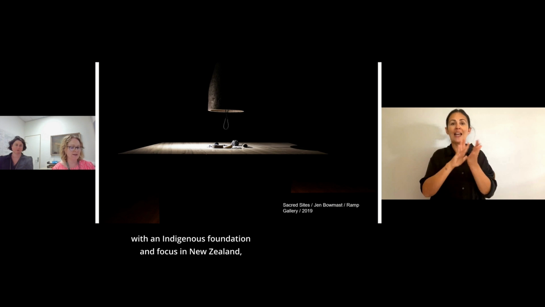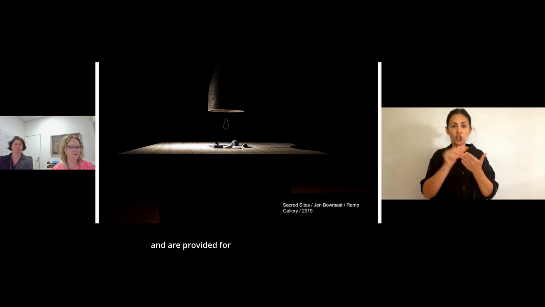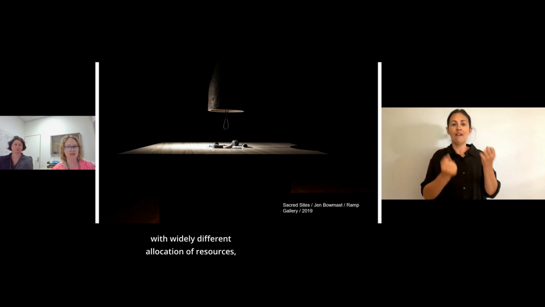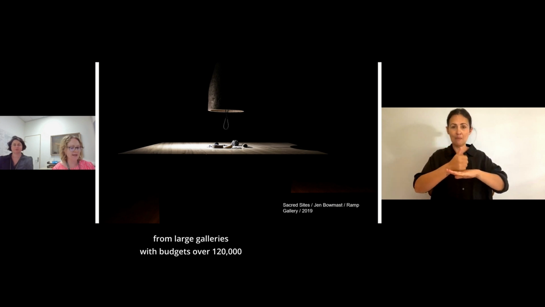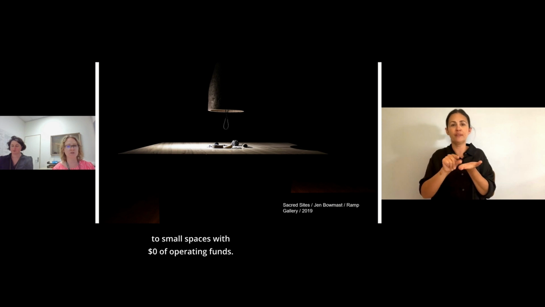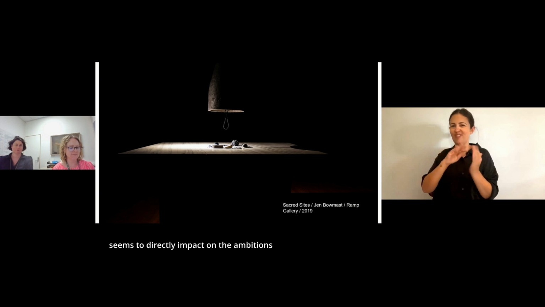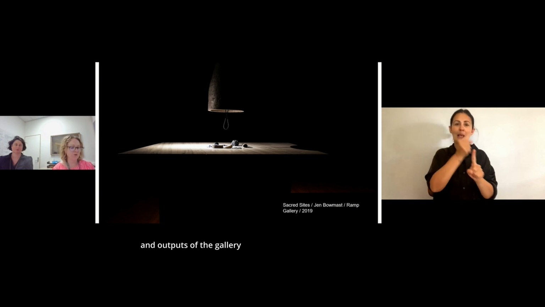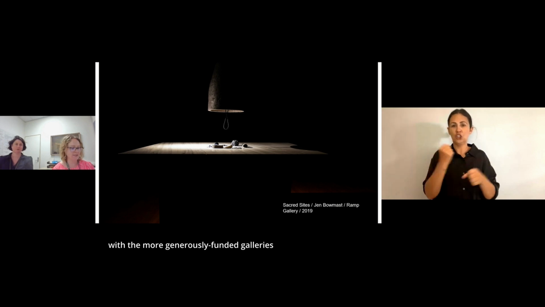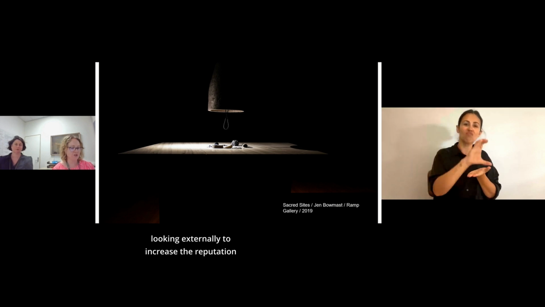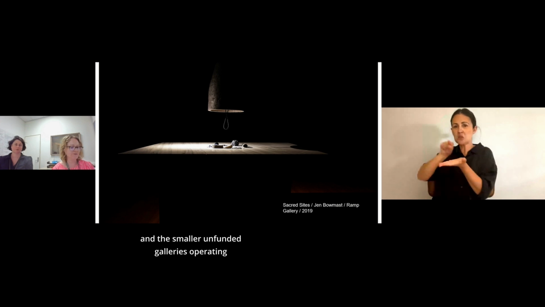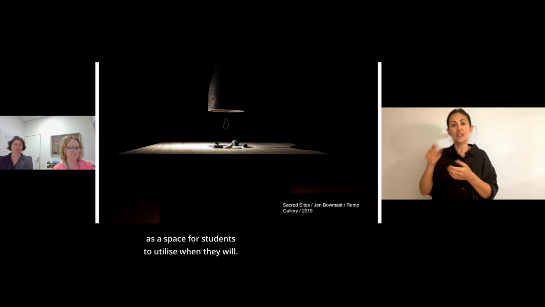Across the sector, galleries and universities, polytechnics and wānanga, which are tertiary providers with an Indigenous foundation and focus in New Zealand, are set up in a variety of ways and are provided for with widely different allocation of resources. From large galleries with budgets over $120,000 to small spaces with $0 of operating funds. The resource allocation, unsurprisingly, seems to directly impact on the ambitions and outputs of the gallery, with the more generously funded galleries looking externally to increase their reputation and that of the institution, and the smaller unfunded galleries operating as a space for students to utilise when they will.